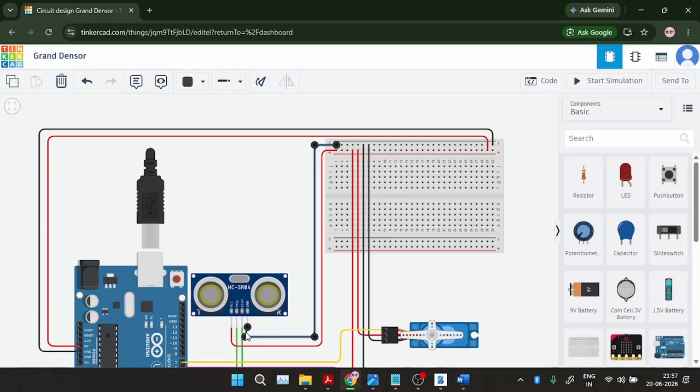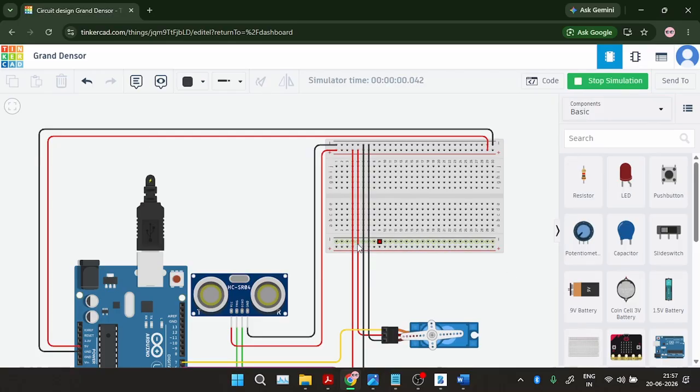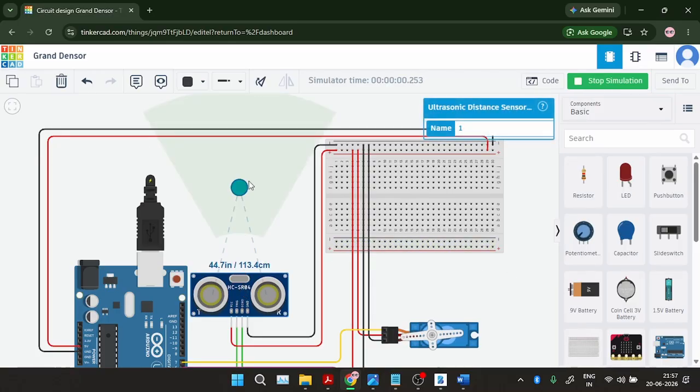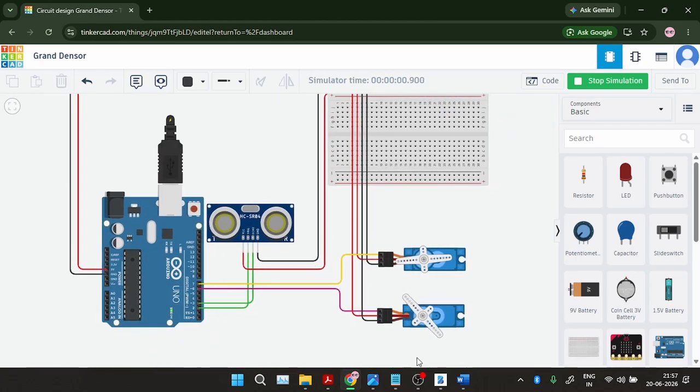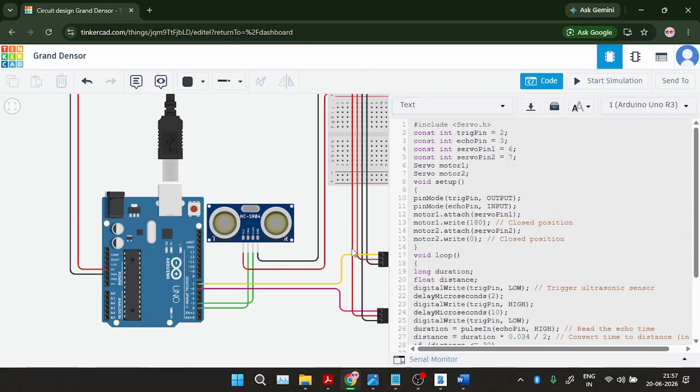So the purpose of moving this ultrasonic sensor to the downside is that when you run the simulation, you should not be having any errors here. When you click on this, you must be able to see this object. If you have observed, this servo motor here is rotating, this one is not rotating, because I need the code here now.